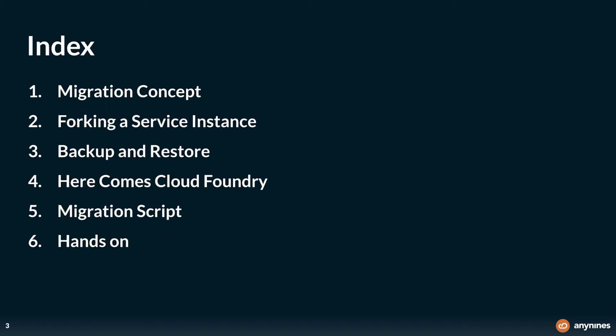In this talk, we'll understand the general migration concept and how to achieve it by forking a service instance. Then, we will focus on the main core of the issue, which is executing the backup and restore, and what are the concerns and how Cloud Foundry can help us. Then, we'll go over a simple script with a case for PostgreSQL. After understanding what needs to be done, we'll show live how the procedure takes place.